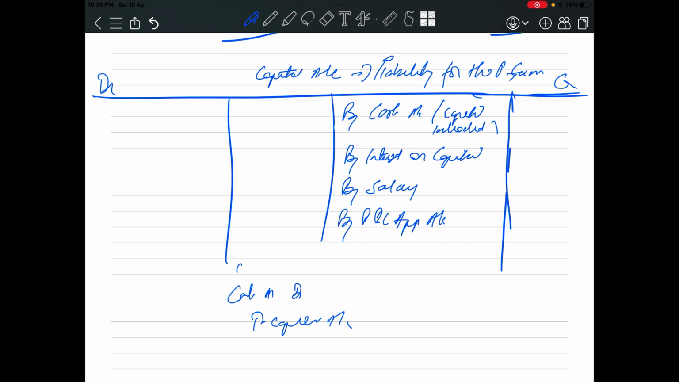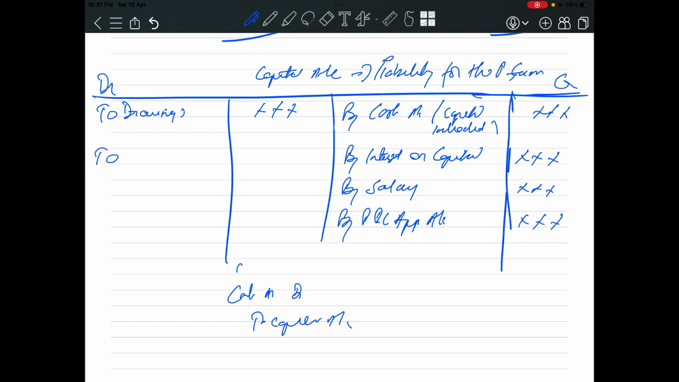Now let's talk about the debit side. When you do any drawings, drawings will reduce the capital balance, so it will be written in the debit side, because we know the rules of liabilities. In the basic concept we have discussed that increase in liability will be credited and decrease in liability will be debited. So drawings will be given here.